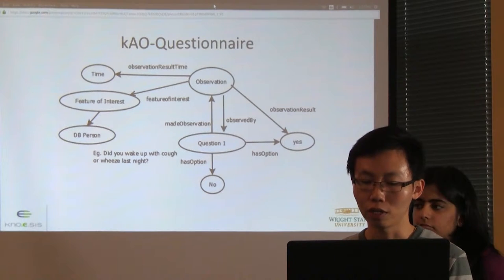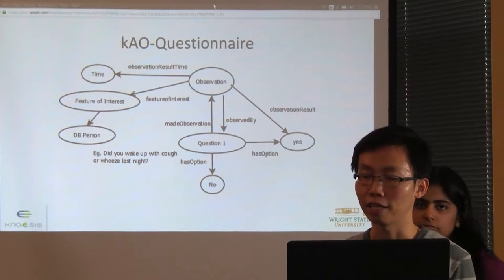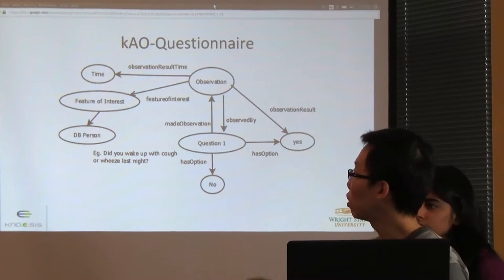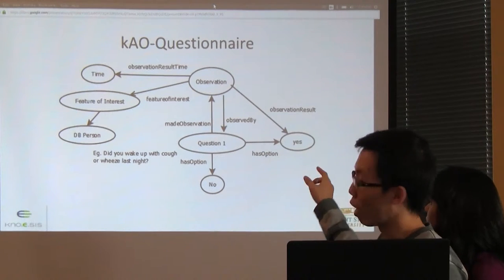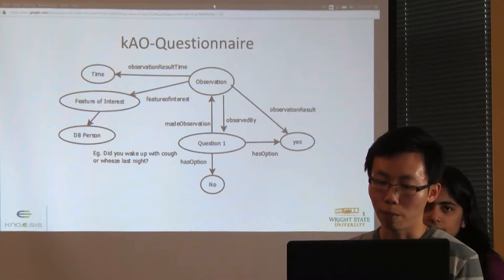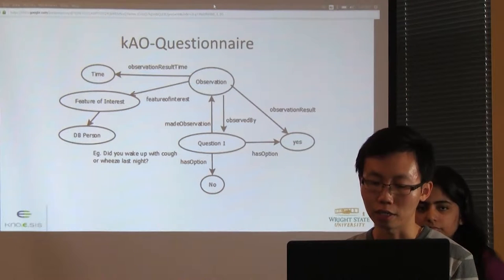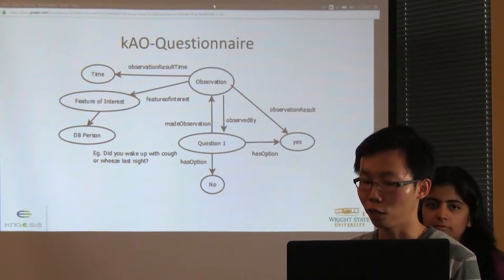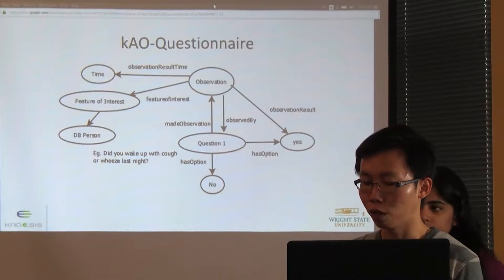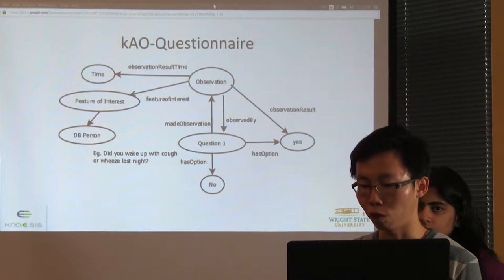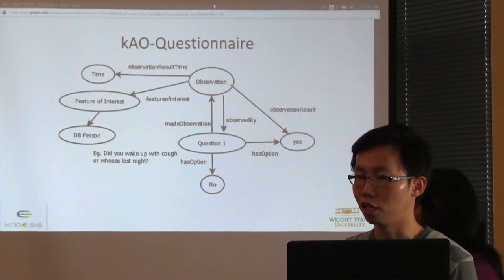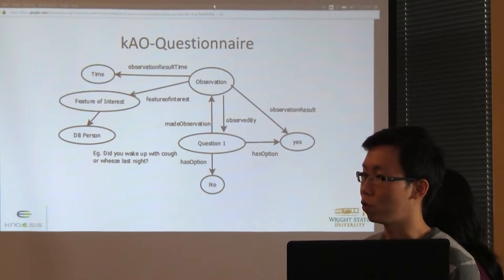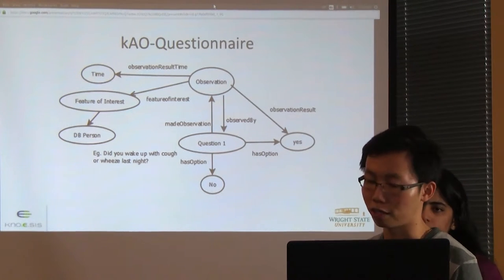So we treat a question as a sensing method. The observation would be observed by a question. For example, question one here asks: did you wake up with cough or wheeze last night, and the option is either yes or no. So question one has option yes, has option no, and the observation is the result. If the user chooses yes, then the observation result is yes.